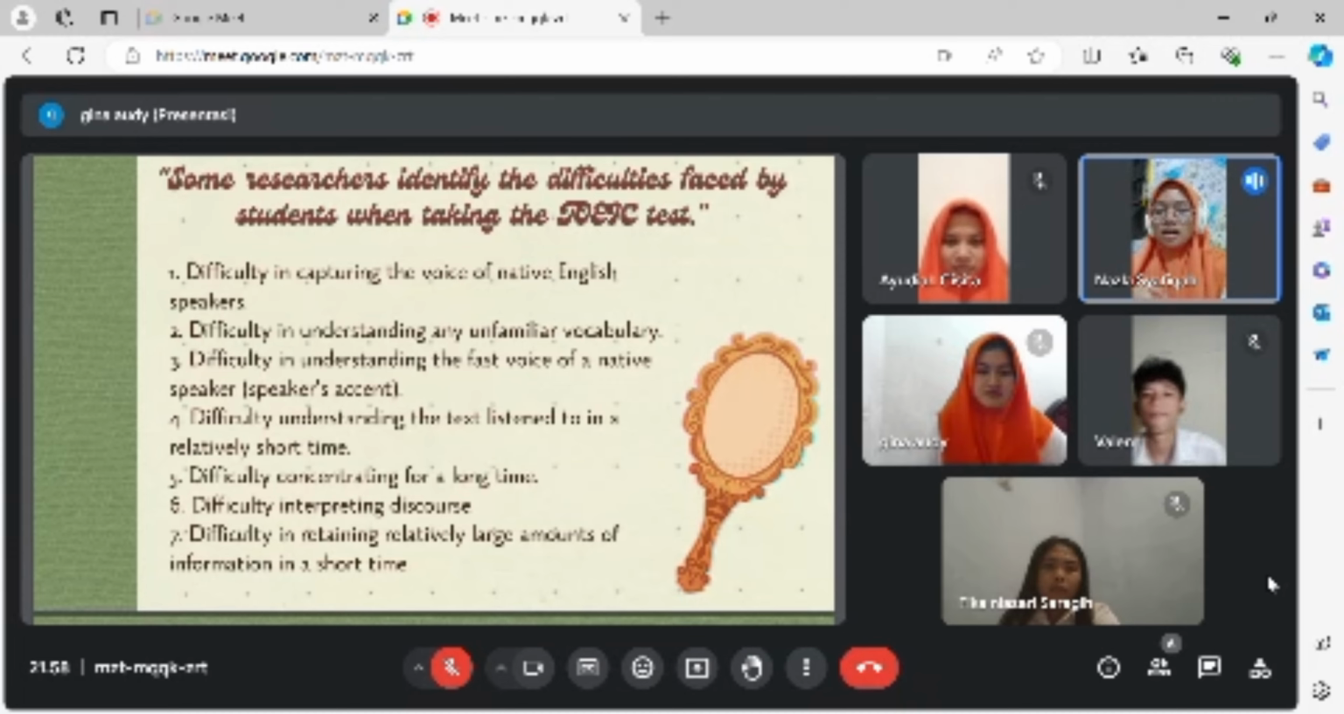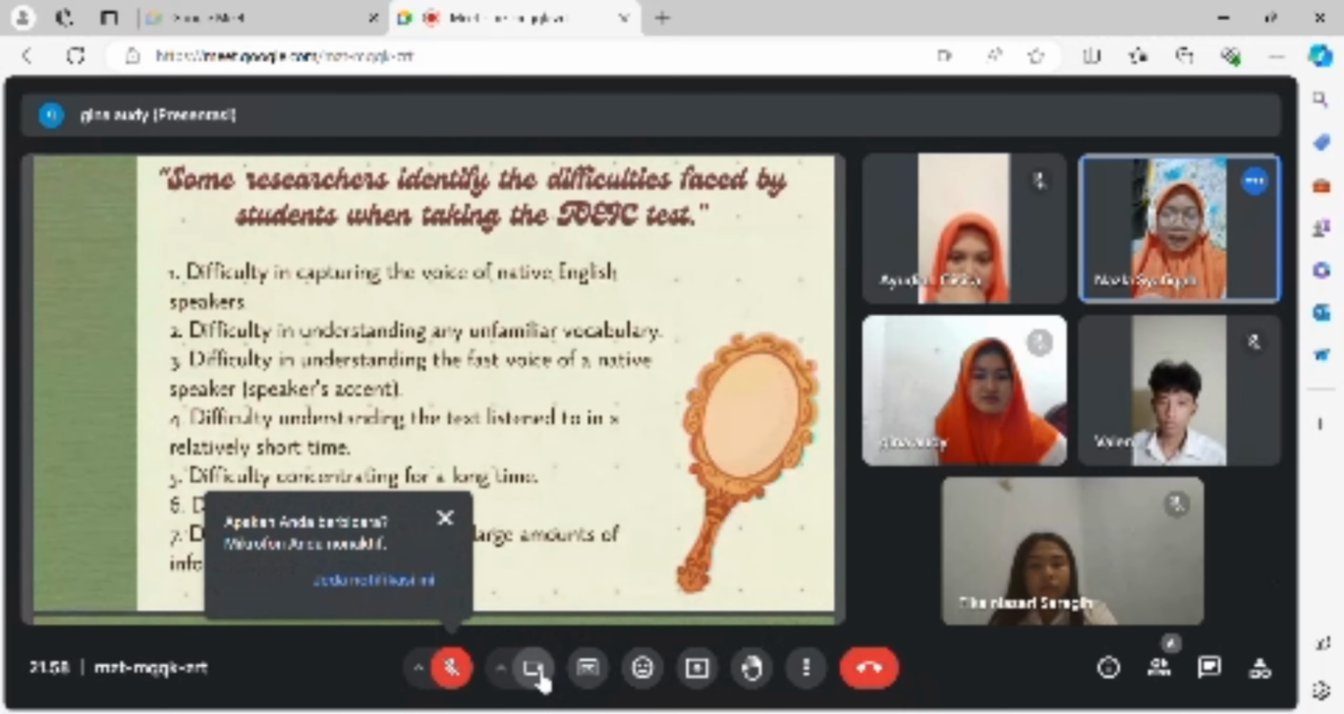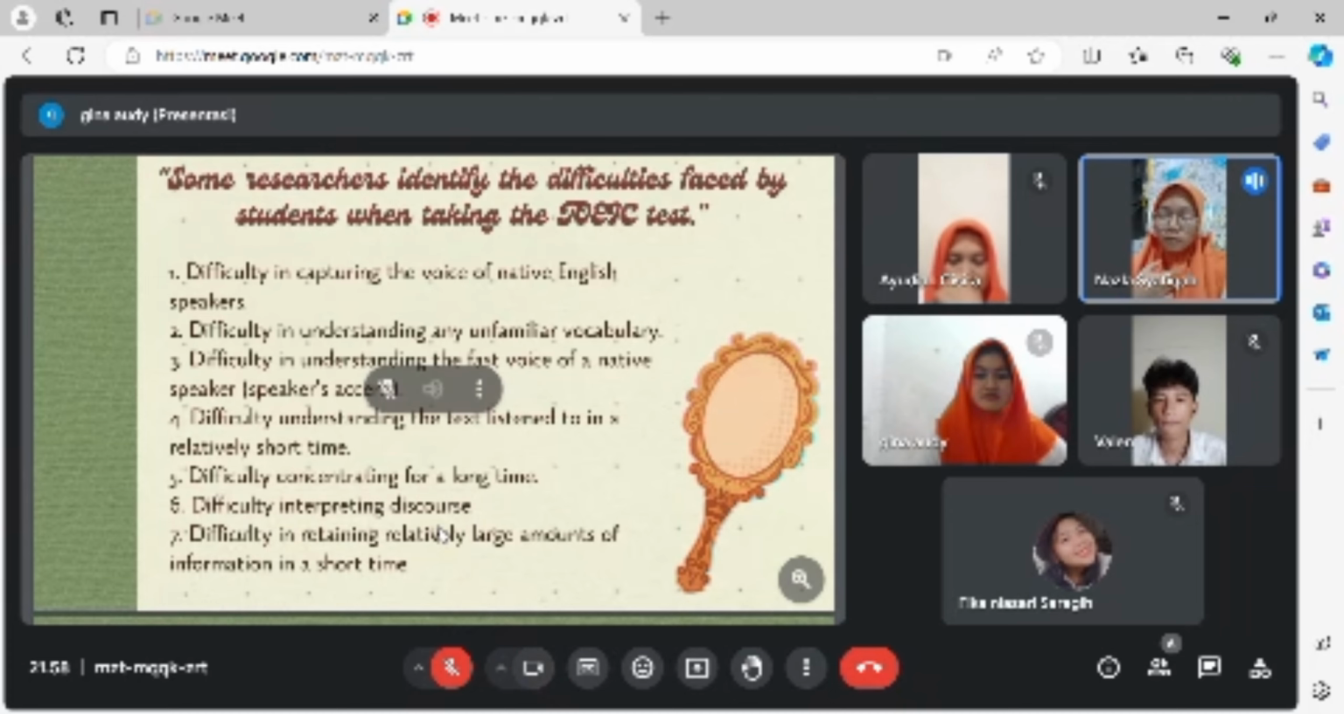And then there is the speed of speech. Native speakers tend to be faster than non-native speakers. Then the use of elision and contraction. Native speakers often use elision, or combination of sounds, and contraction, or word abbreviation, which can make speech unclear. And the second is difficulty in understanding unfamiliar vocabulary.